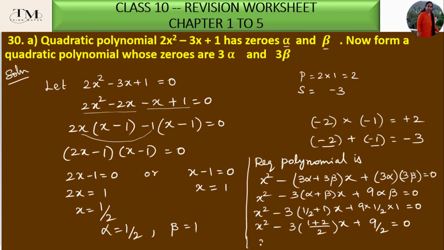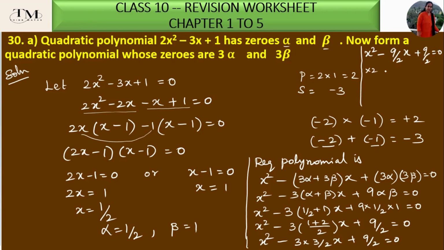So what will we get? x square minus 3 into 1 plus 2 is 3, so 3 by 2x plus 9 by 2 equal to 0. I will continue the calculation here. So x square minus 3 into 3, it is 9 by 2x plus 9 by 2 equal to 0.